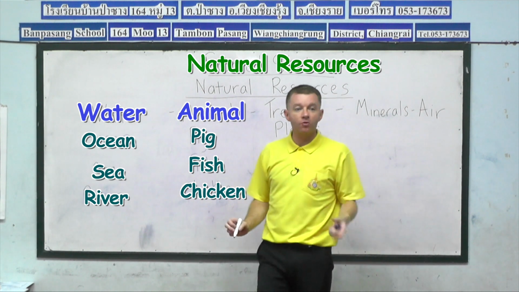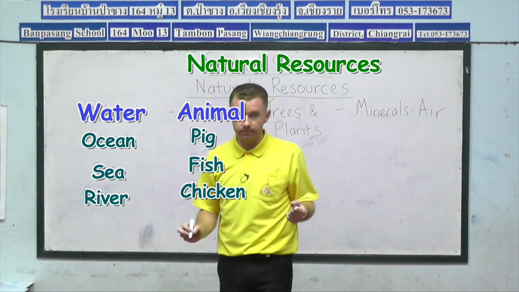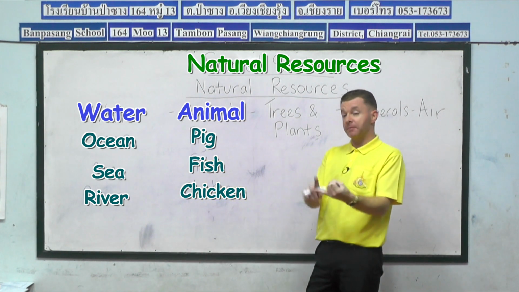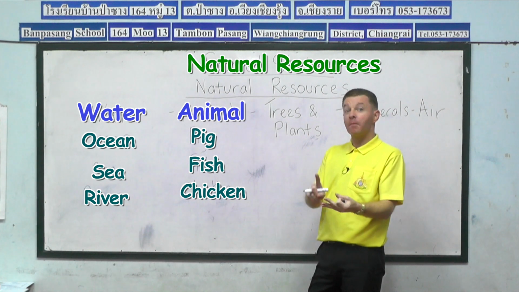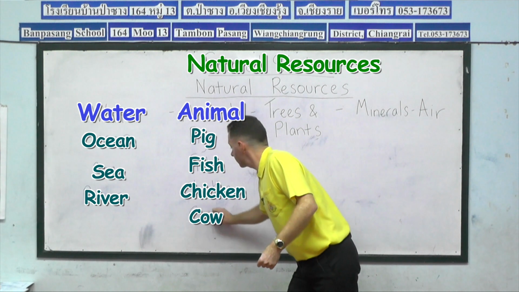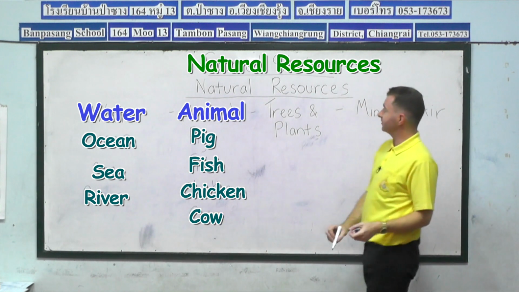Anything else? What about milk? Where does milk come from? Cow. You see, we get all our dairy products, milk, cheese, butter, comes from cows. And these are examples of natural resources as animals.